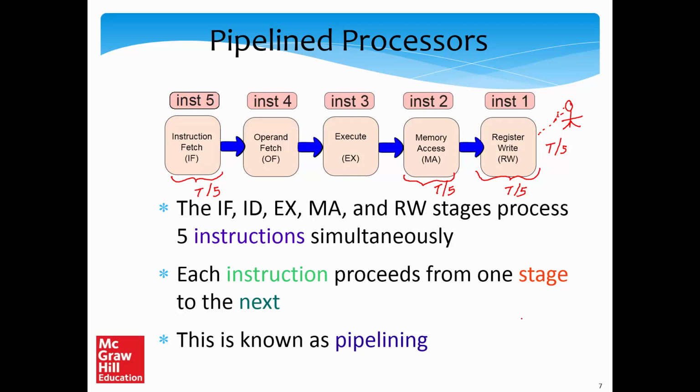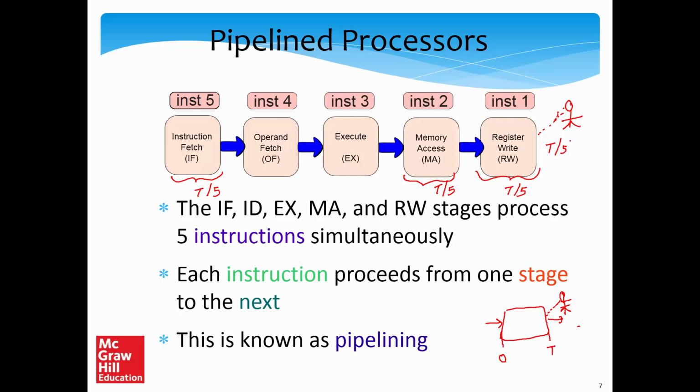But if the processor was not pipelined, and the observer is standing over here and looking, the observer will see that one instruction enters at t equal to 0. At T seconds, it finishes. In a sense, it comes out. Then again, one more instruction comes in. So every T seconds, one instruction comes out.